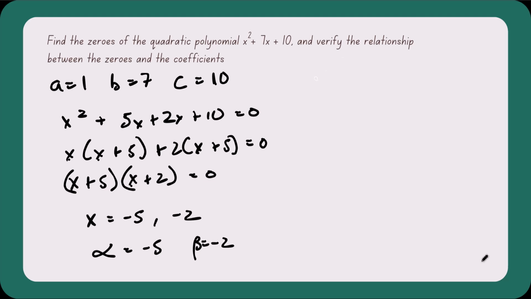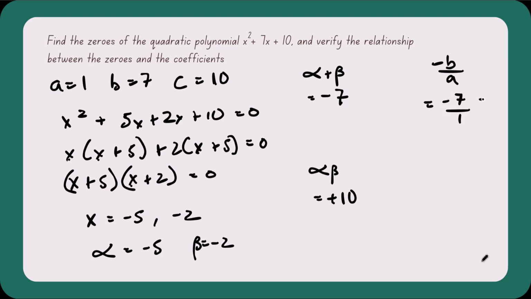So what is alpha plus beta? Alpha plus beta is minus 5 plus minus 2, which becomes minus 7. All right. What is alpha into beta? Alpha into beta is minus 5 into minus 2, which becomes plus 10, right? So what is alpha plus beta? Minus b by a. So what is minus b by a? Look into the coefficients. Minus b is minus 7 by a. So the answer is minus 7.